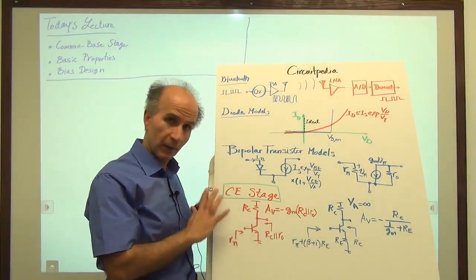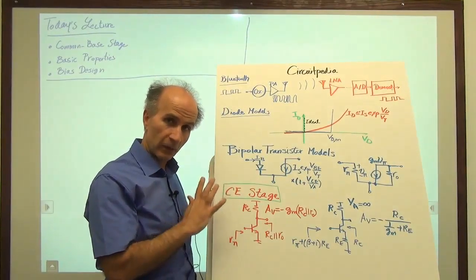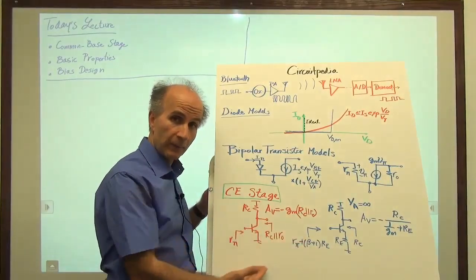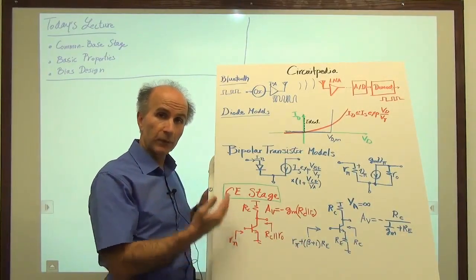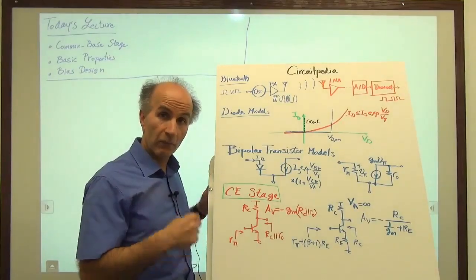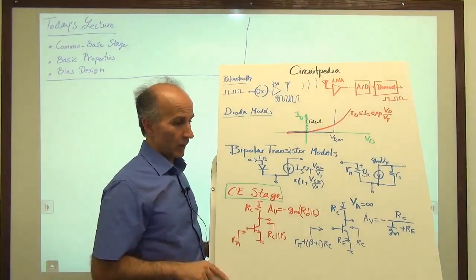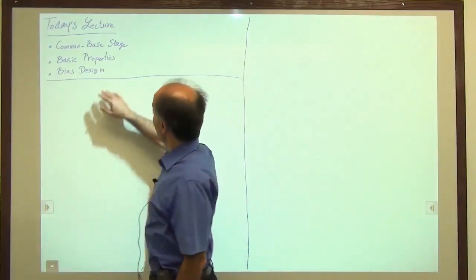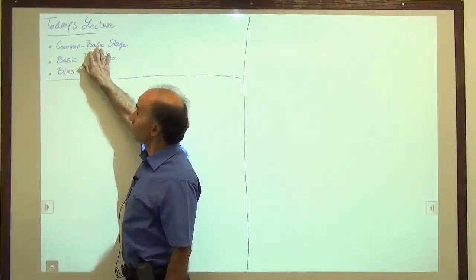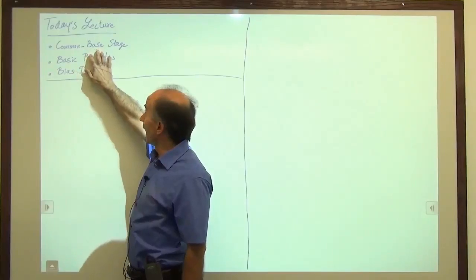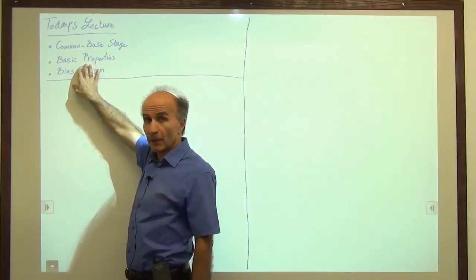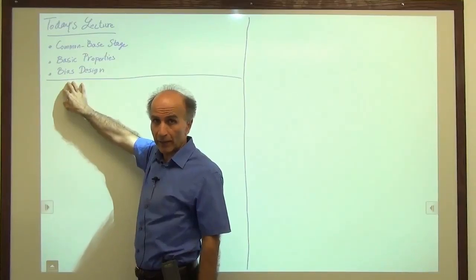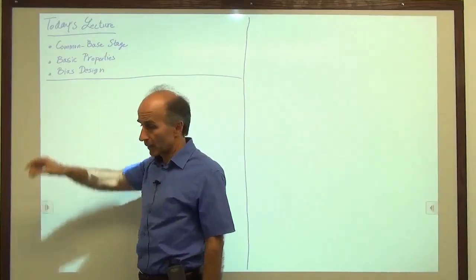Now we're going to go to another topology. The next topology is somewhat different, but with the foundation that we have produced here, we should be able to learn the other topology much more easily. So let's go and take a look. All right, so today we're going to talk about what we call the common base stage and understand some of its basic properties, and then see how we can bias it, just the way we bias the common emitter stage.